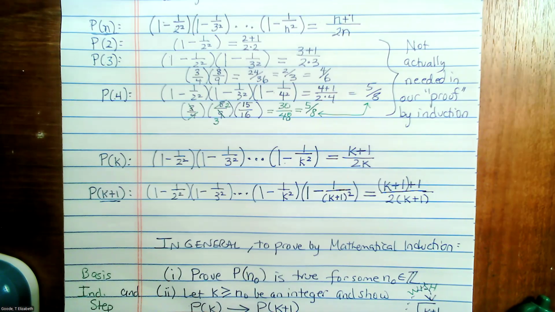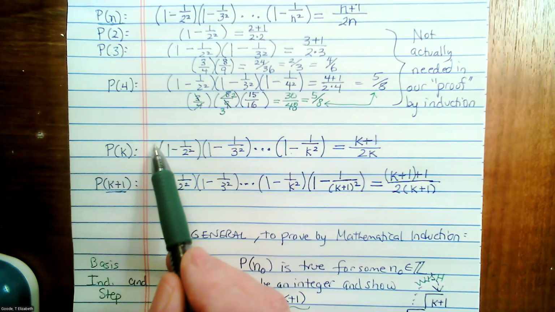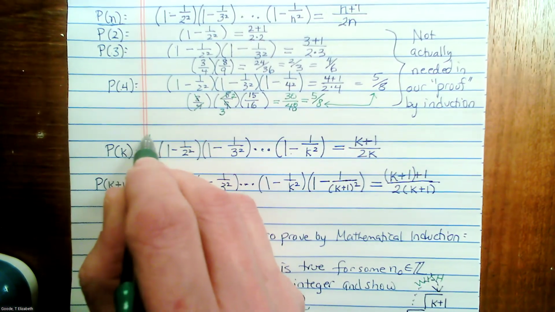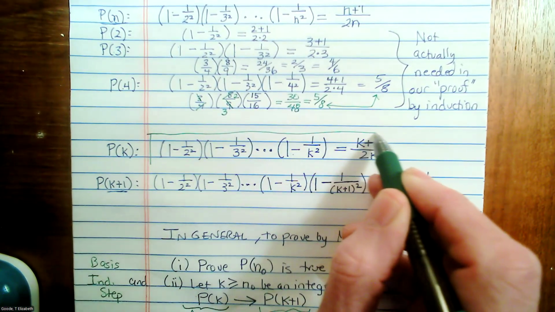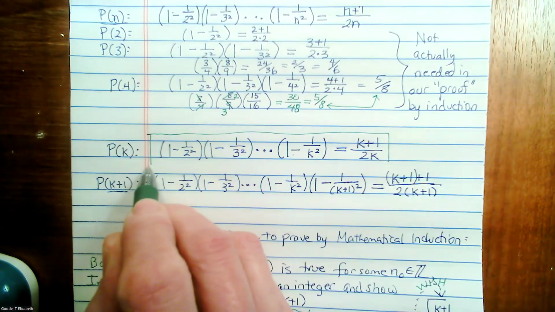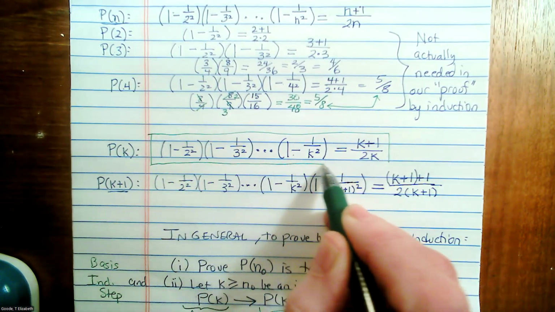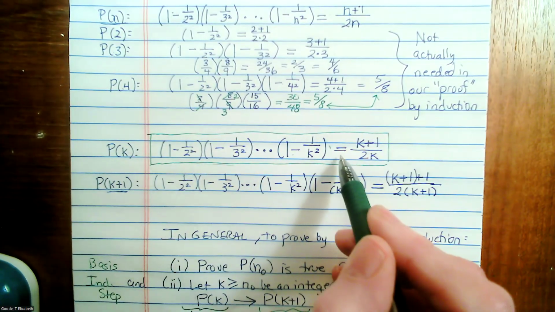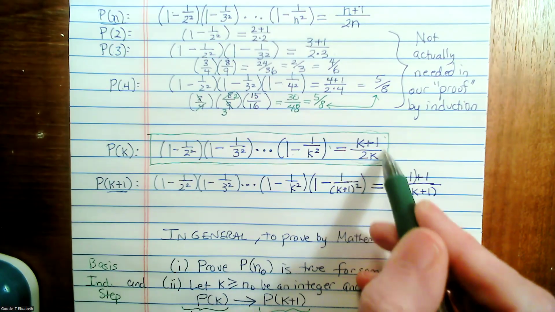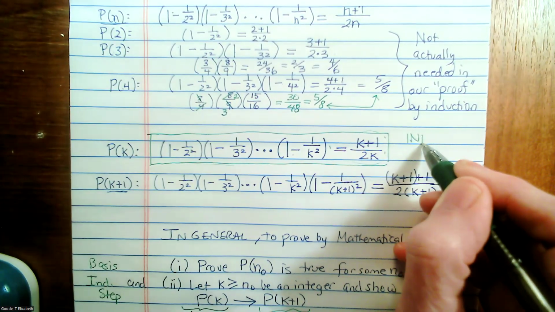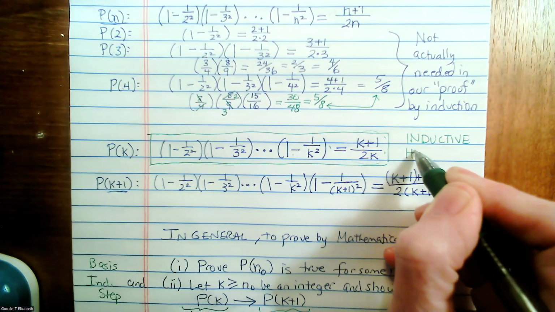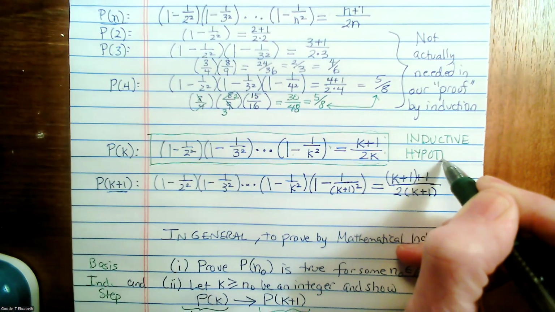You see, we assume that this statement, P of K, is true. It's an equation. When we are assuming it's true, we're basically assuming that the left-hand side is actually really equal to the right-hand side. That's our inductive hypothesis. You can go back and look at the notes and you'll see this.